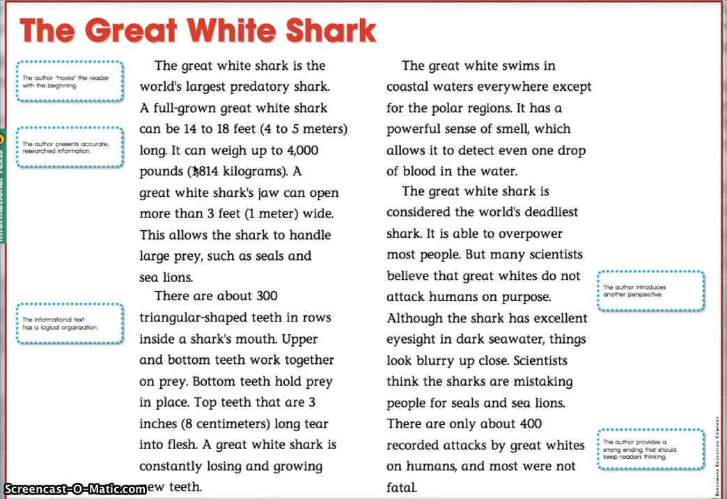The great white shark is considered the world's deadliest shark. It is able to overpower most people, but many scientists believe that great whites do not attack humans on purpose. Although the shark has excellent eyesight in dark seawater, things look blurry up close. Scientists think that sharks are mistaking people for seals and sea lions. There are only about 400 recorded attacks by great whites on humans, and most were not fatal.